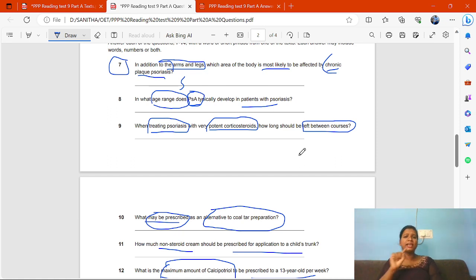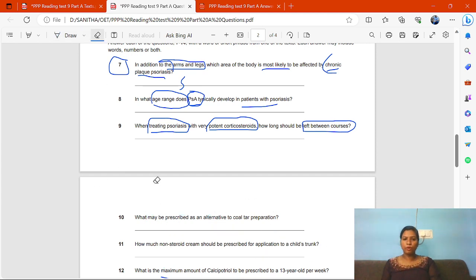You have to underline the keywords. When you get the question booklet, you have to underline the keywords. Are you getting my point? You have to properly underline the keywords.